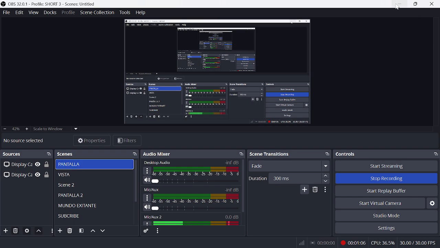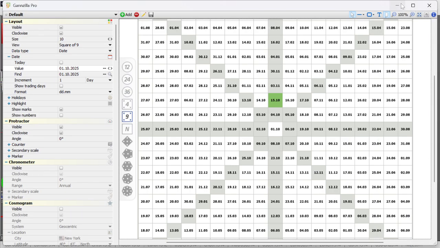Okay, we're going to see Gann Square 9. This software is called Ganzilla Pro. It's absolutely free. And what it does is calculate, based on the Gann spiral, very relevant points of support and resistance.